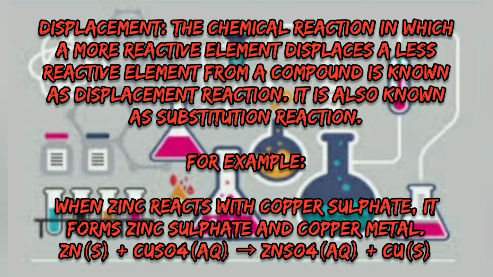Displacement. The chemical reaction in which a more reactive element displaces a less reactive element from a compound is known as a displacement reaction. It is also known as a substitution reaction. For example, when zinc reacts with copper sulfate, it forms zinc sulfate and copper metal.